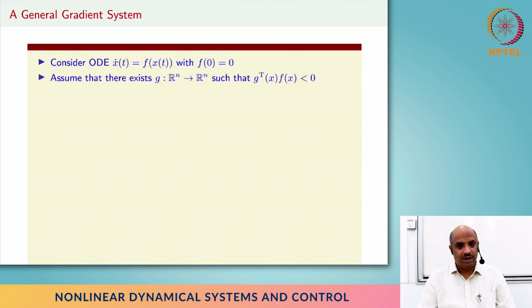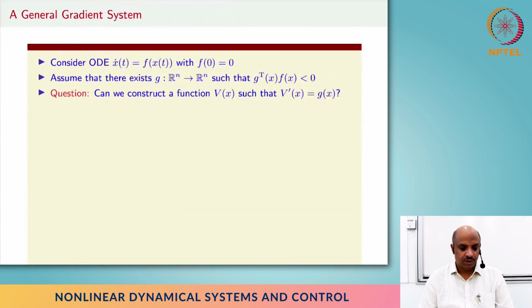Now, given an f, somehow we know that we could find some function g such that when we take the inner product between g and f, it turns out to be negative definite, let's say, right? Now, can we construct a function v such that v prime is g? If we can, then we'll have stability, essentially, right? So the question then becomes, given a function, finding, one way of doing it is g equal to minus f, for example, right?